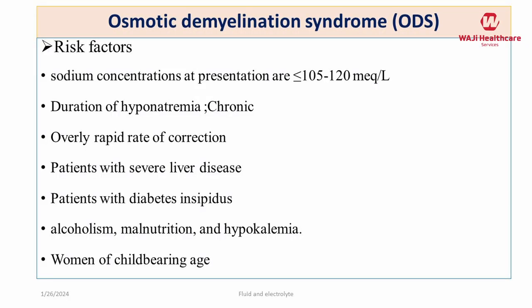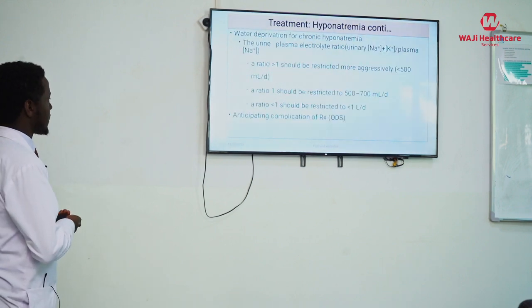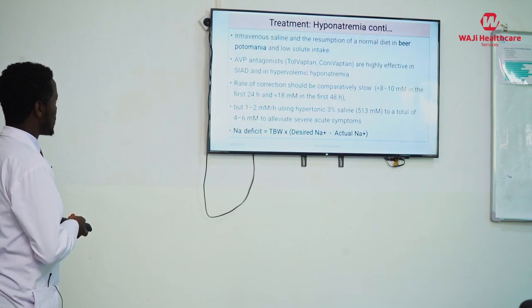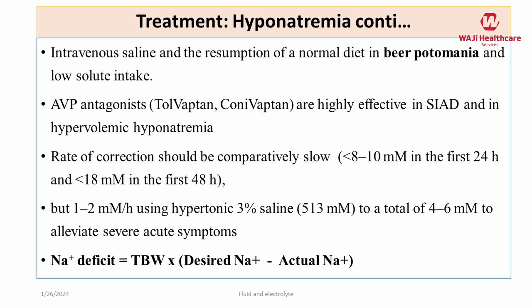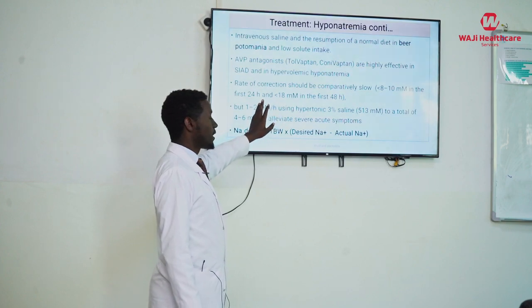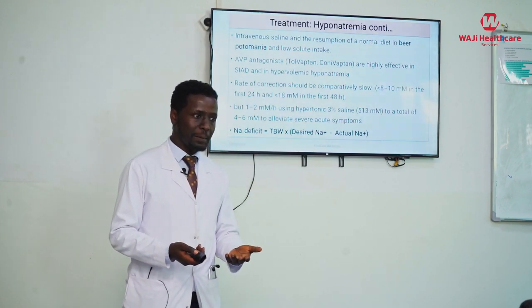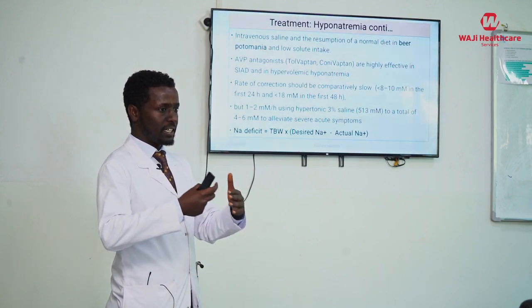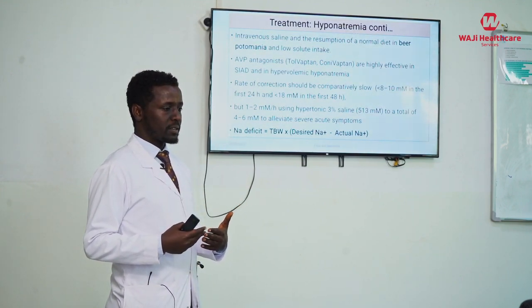This is just a highlight. Always keep in mind, rapid correction carries a risk. So usually we don't need to correct the hyponatremia more than this. You have to correct less than 8 to 10 millimole in 24 hours. If we correct more than this, there will be a risk. There will be damage to the neurons and the patient will develop osmotic demyelination syndrome. In 48 hours it should be corrected less than 18. So we need to frequently determine the level, and if it is correcting rapidly we must slow down our management.